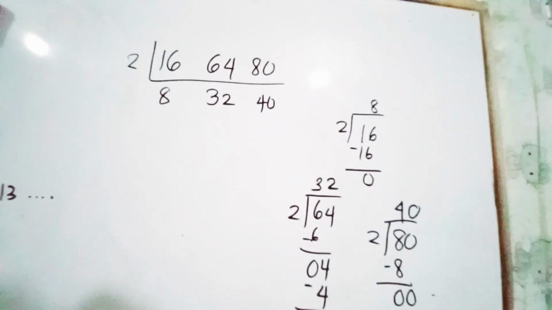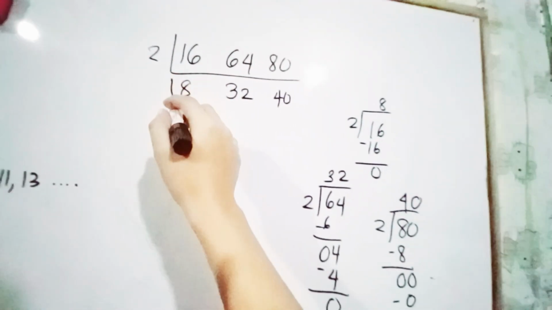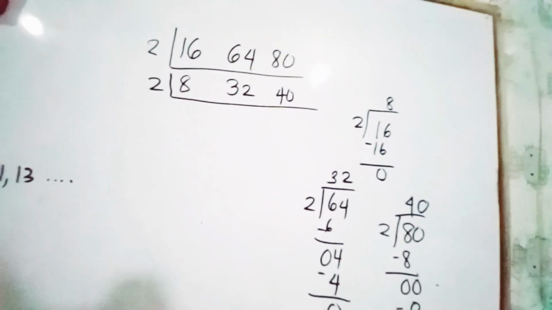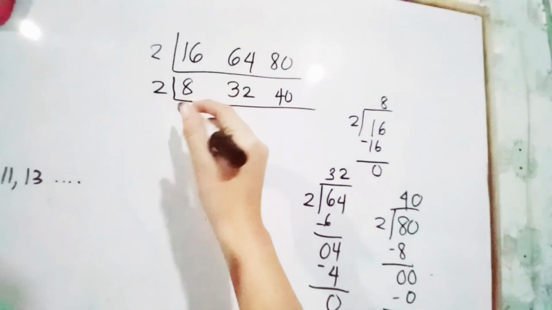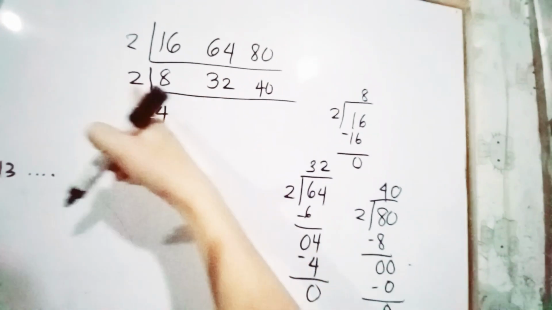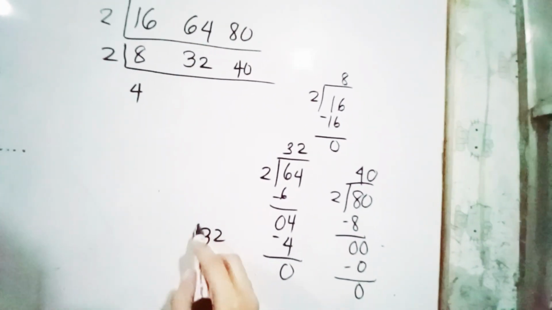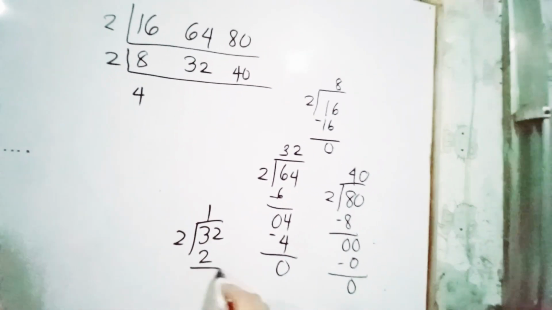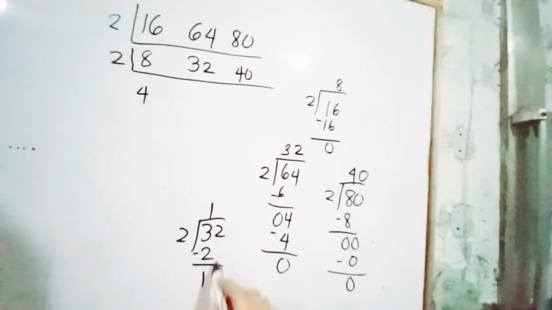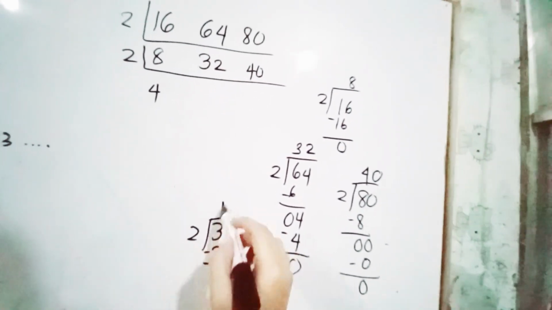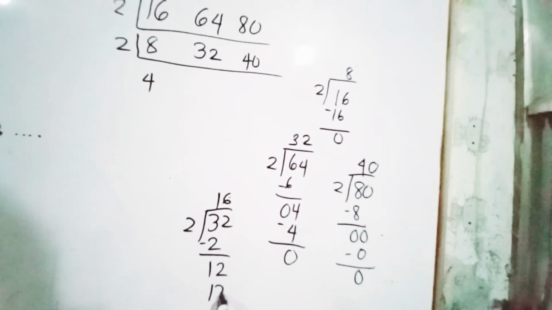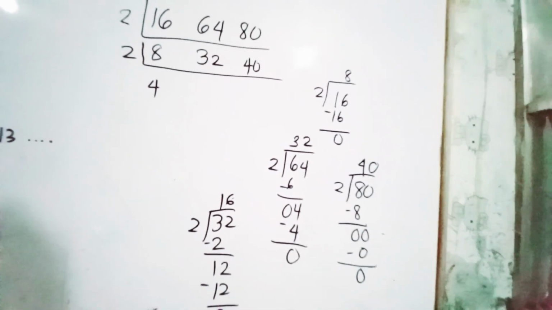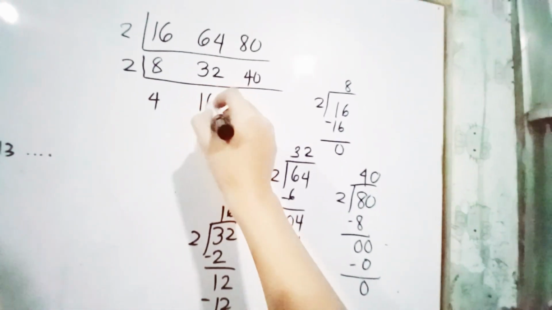Still, they are even numbers, so let's divide by 2. 8 divided by 2 is 4. 32 divided by 2, let's solve. 3 divided by 2 is 1. 1 times 2 is 2. 3 minus 2 is 1. Bring down 12. 12 divided by 2 is 6. 6 times 2 is 12. Subtract, 12 minus 12 is 0. So the answer is 16.